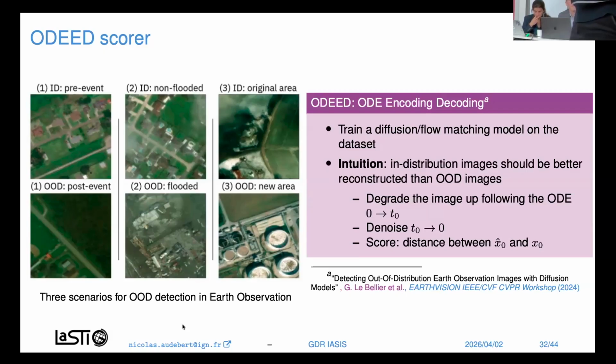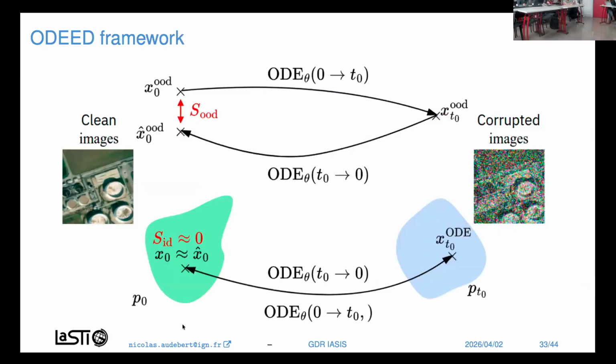So the score that we can use is just to project into the latent space, go back into the image space using our generative model, and compute the mean squared error between the images. And that's the basic scheme. You can use that trick with diffusion models, but you can also use it with autoencoders. What we show in the paper, which was an Earth Vision paper from 2 years ago, was that flow matching works better in most cases.